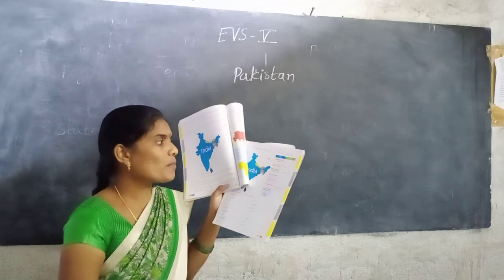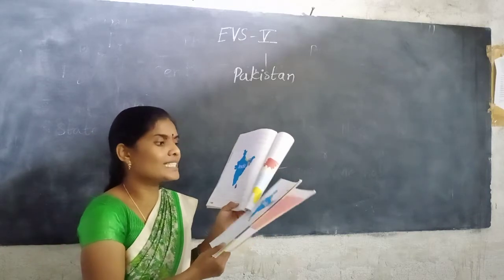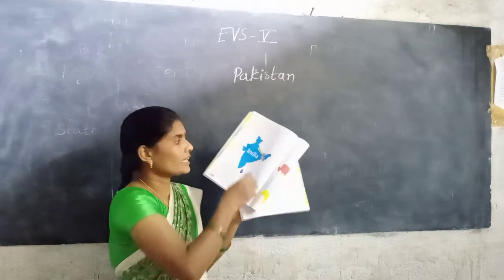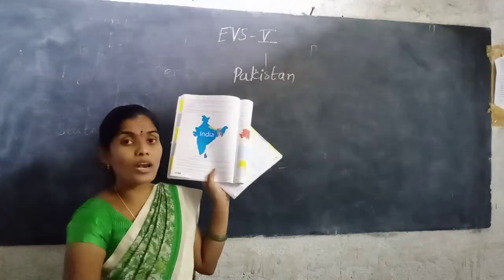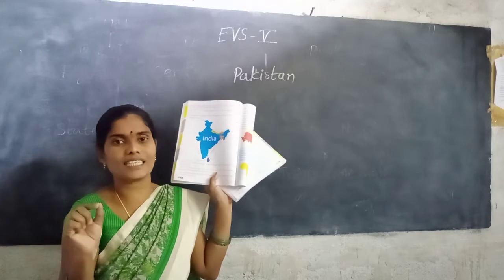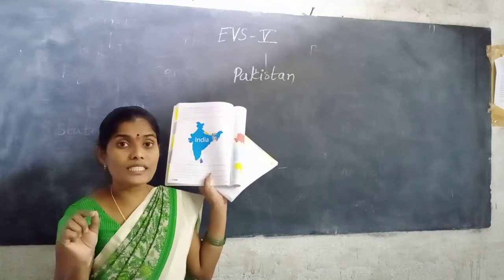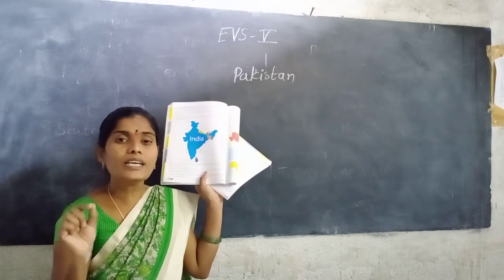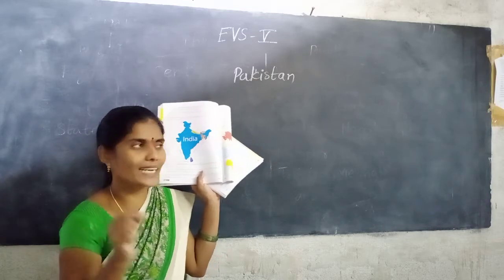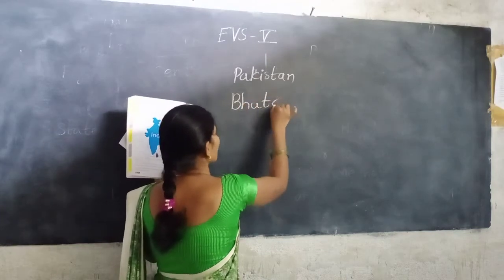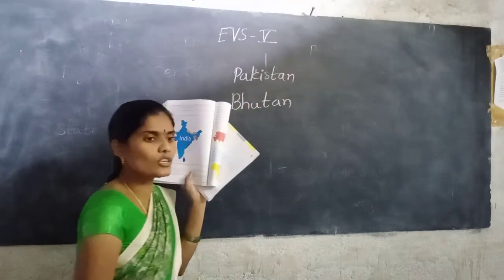Next, a small country with 6 letters in its name. Here, Bhutan is a small country with 6 letters. It is also a neighboring country. Write down, the second one is Bhutan.